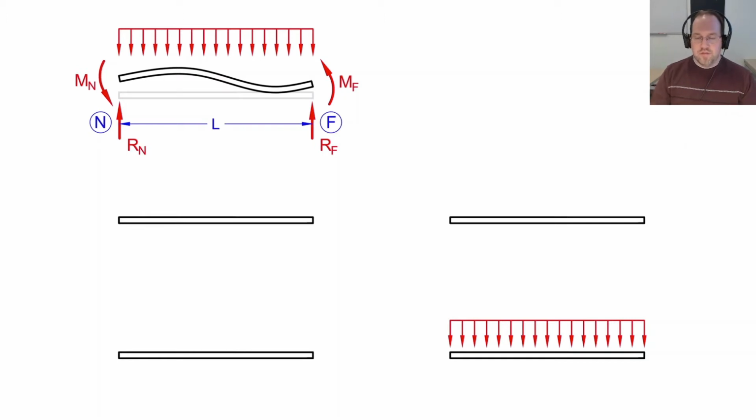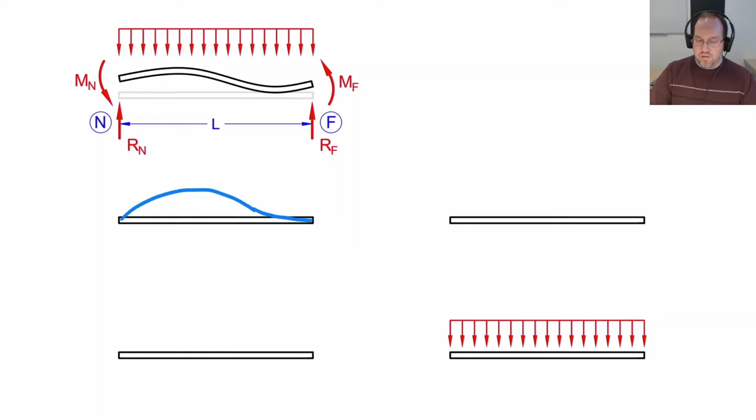Now, to derive this, we look at each of the components individually. So, for example, I have a rotation here and a rotation here. I have displacements, and I also have the load. So let's start off with a discussion of the rotation at the near node.